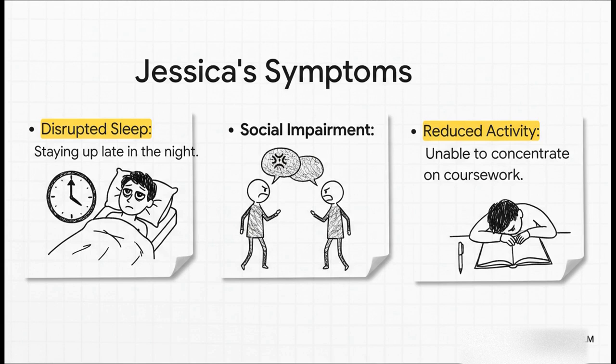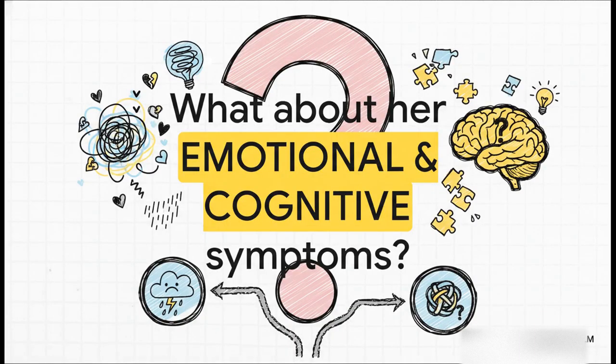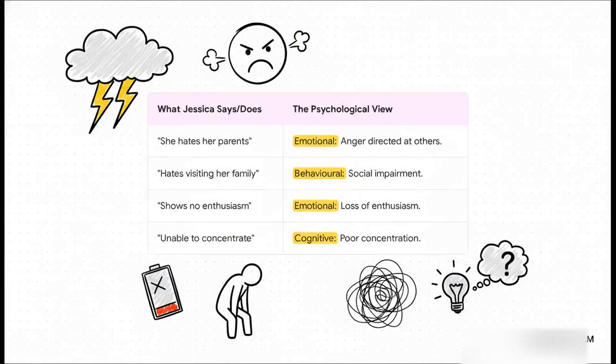You see how we did that? We took the evidence from the case study and directly linked it to a specific behavioral characteristic. That's perfect application. Awesome. Now, what about the other two pieces of the puzzle? What are her emotional and cognitive symptoms? What evidence do we have for those? This is where it gets really clever. We're essentially translating everyday language into psychological terms.